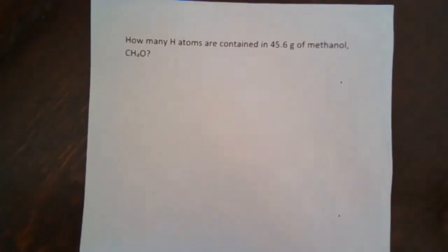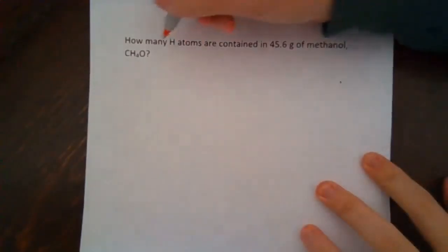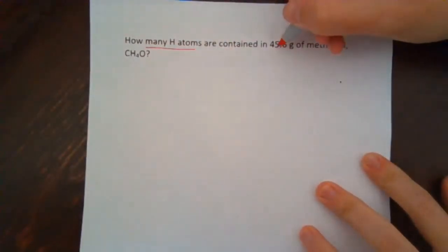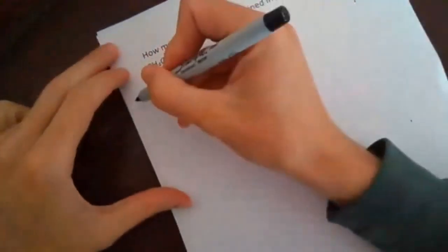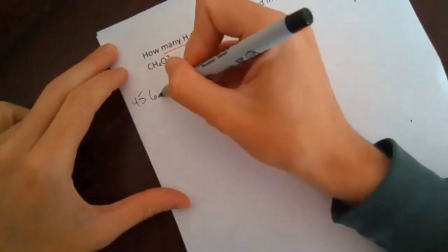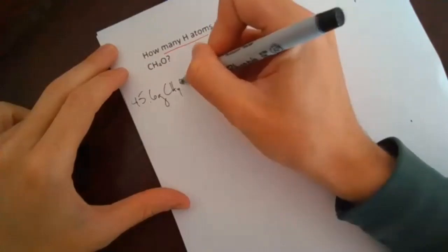All right, so how many H atoms are contained in 45.6 grams of methanol? So I want H atoms, and I'm given 45.6 grams of CH4O. If we look at what we're getting at, we start with the 45.6 grams of the CH4O.